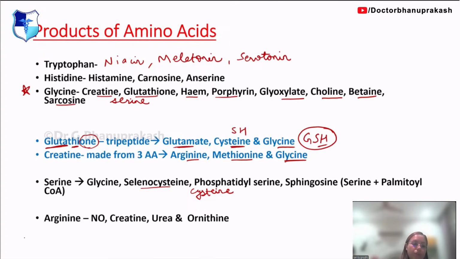Then arginine, very important, frequently asked. Like question on this Cazel's necklace is frequently asked. Similarly, product of arginine, frequently asked. 4 or 5 times it has been asked in your exam. So arginine makes nitric oxide, the vasodilator, creatine, urea, ornithine. And I told you arginine is the first line of treatment in urea cycle disorders.